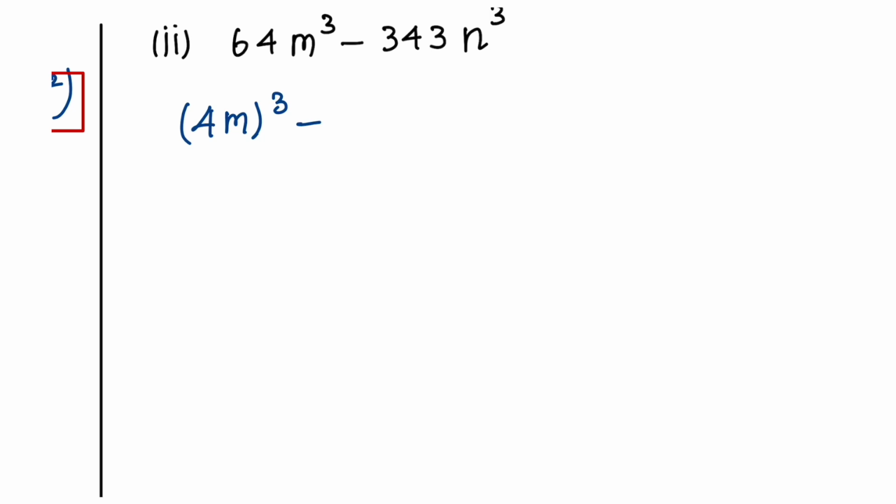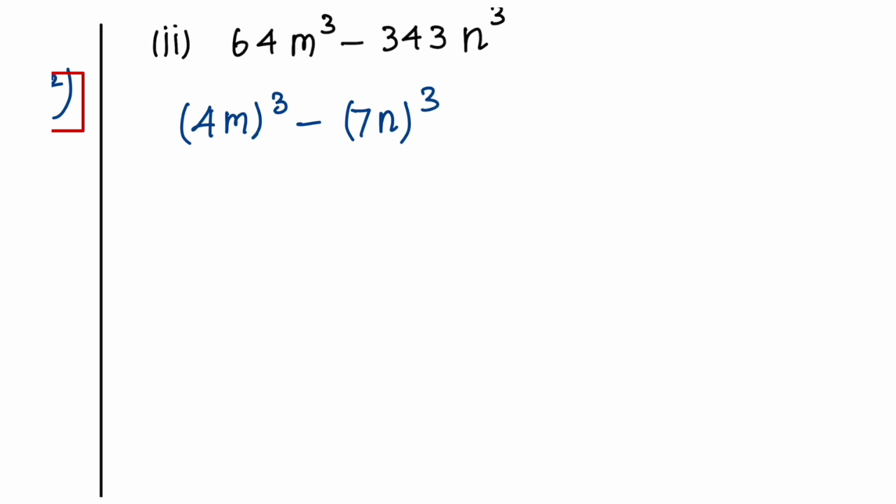Okay, and 343, is it 7 cube or 8? 7 times 7 is 49 and 7 times 9 is 63. We have a 6 here. 7 times 4 is 28. 28 plus 6 is 34. So 343 is 7 cube. Okay, so 7n the whole cube.